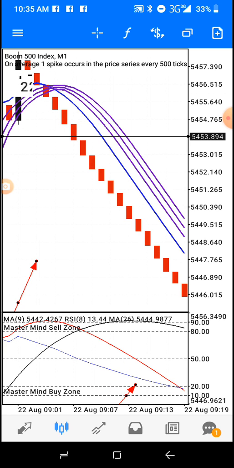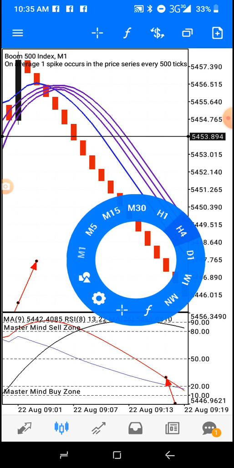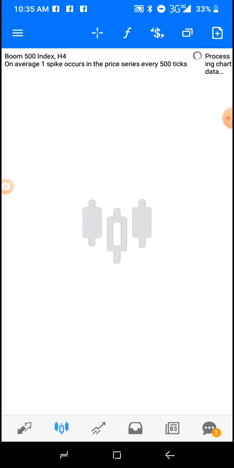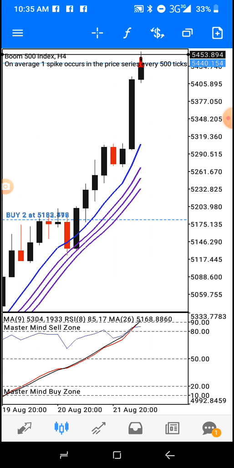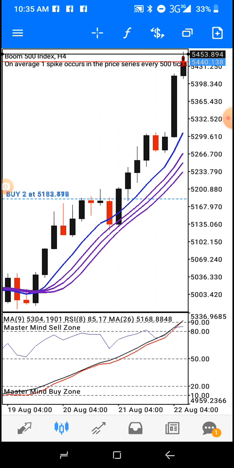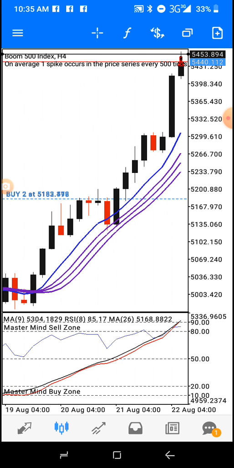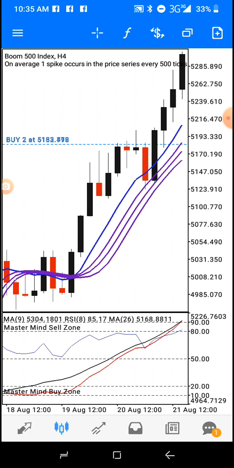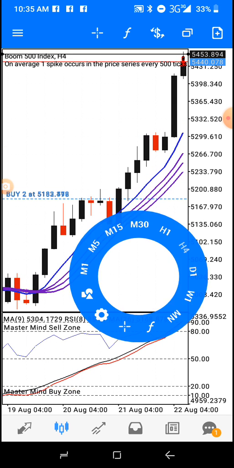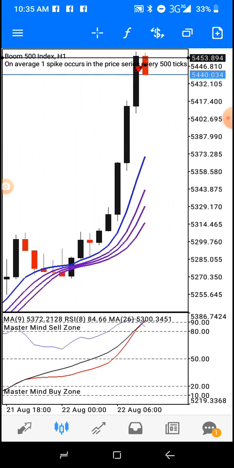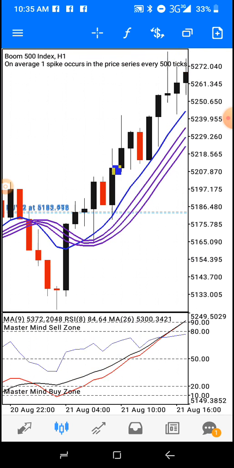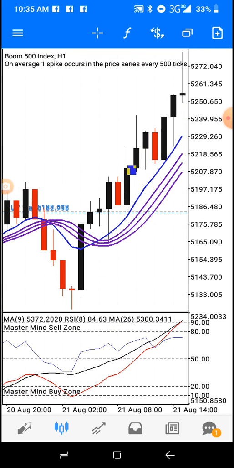Why? Because my moving averages are pointing upward, and I saw a buy opportunity in and around here when the moving averages crossed. For swing trading you can actually use it that way, and for scalping too you can use it. So when my moving averages and the Bollinger Band crossed, like in and around here, I saw a buy opportunity, so I took it.